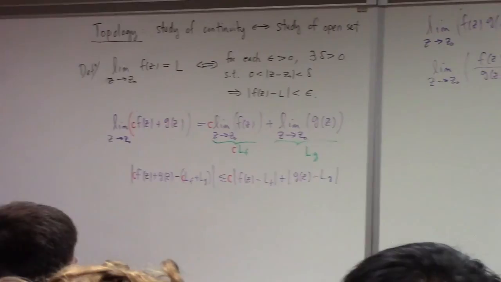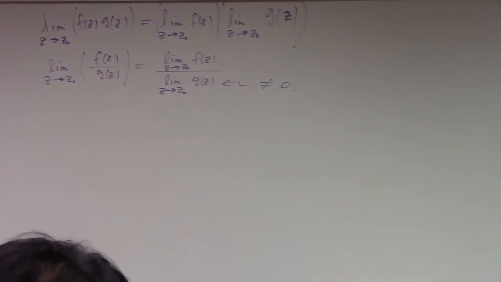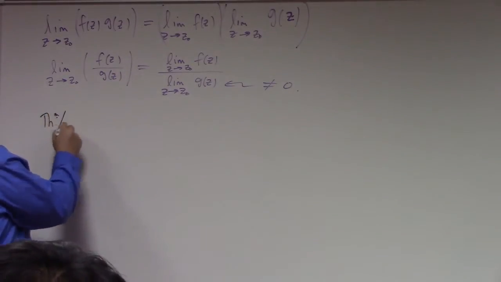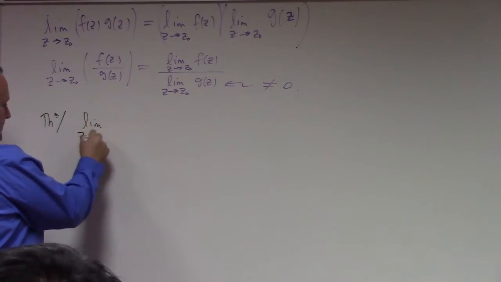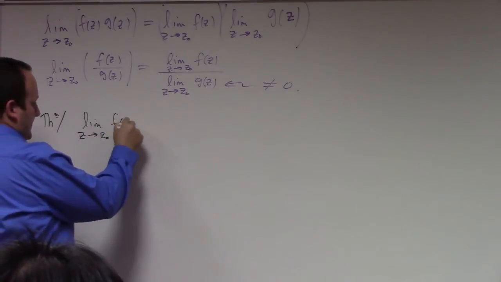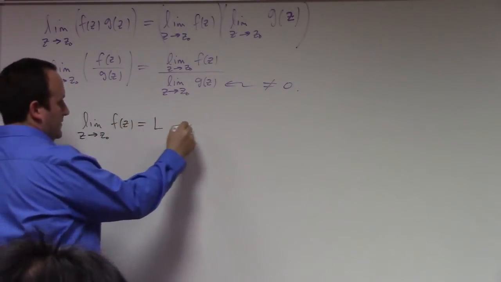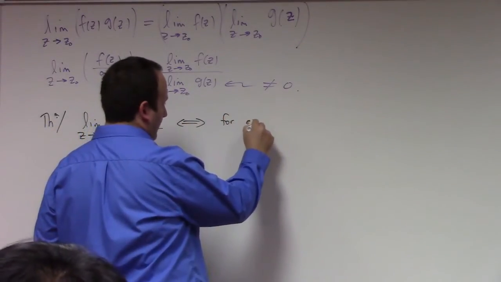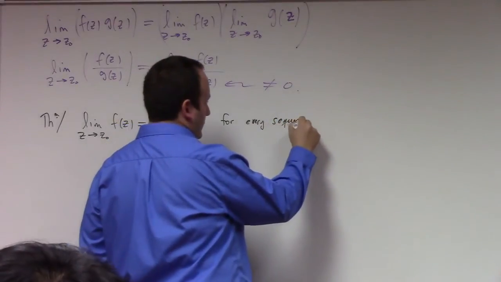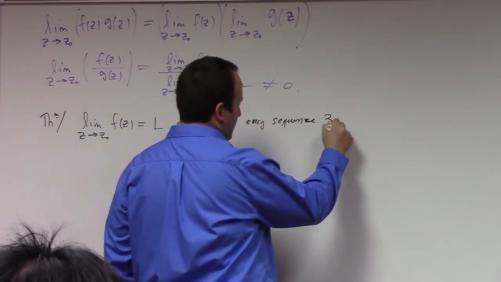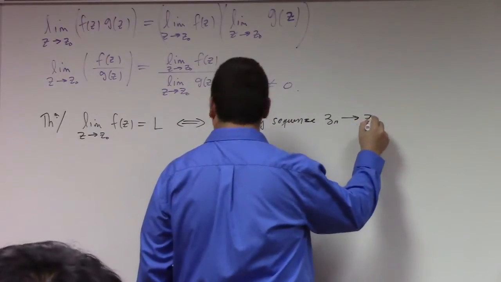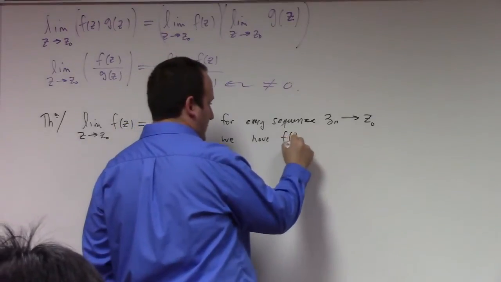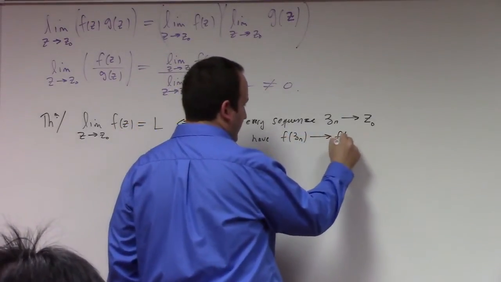You say, okay, well, what's the connection between these limits and the sequential limits we said last time? Well, here's the relation. Little theorem. The limit as z goes to z naught of f of z is equal to L if and only if for every sequence Zn converging to Z naught, we have f of Zn converging to f of Z naught.